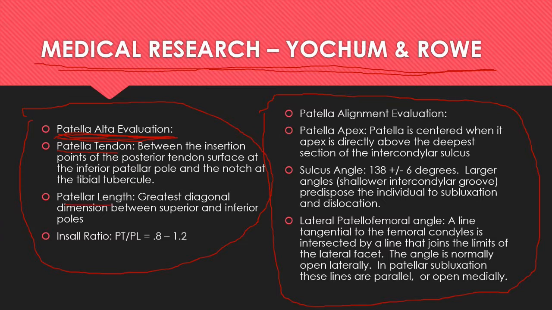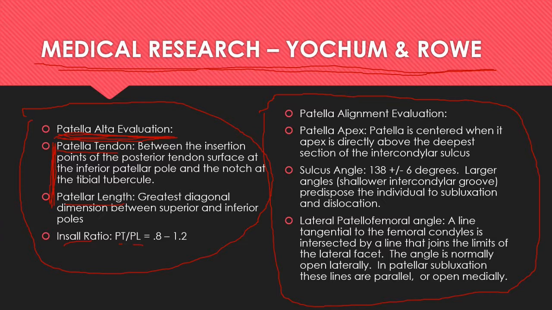And then we're going to find out the patellar length itself, the length of the patella, which is the greatest diagonal dimension between the superior and inferior poles. Once we know those two lengths, we can then create a ratio of the length of the patellar tendon to the patella itself and assess that ratio. That ratio should come in somewhere between 0.8 and 1.2.